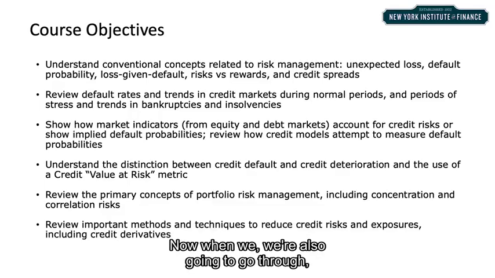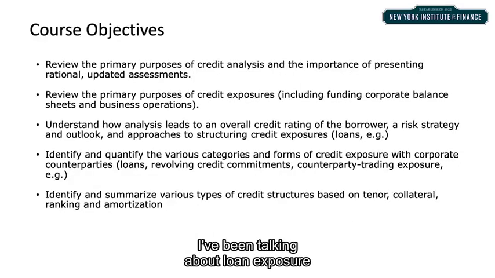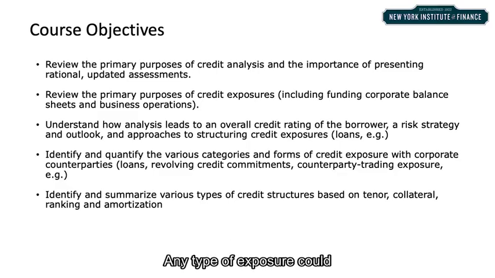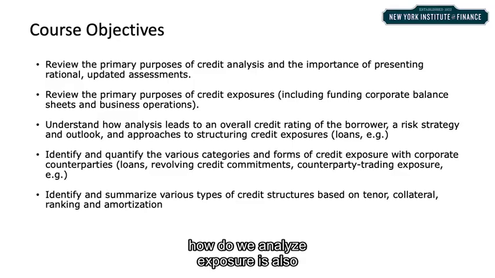We also want to make sure that we talk about the different types of risk. I've been talking about loan exposure. So there's loan exposure, there's committed exposure, there's counterparty credit risk exposure, there's something called settlement exposure. So we'll go through the different categories of risk, and then we'll try to define them. Any type of exposure could very likely be mapped to one of these general categories. How we analyze exposure is also linked not just to the probability of default, but to the type of exposure that we have as well.